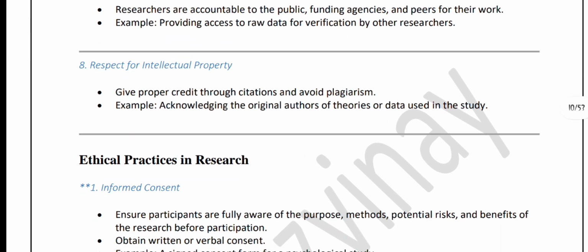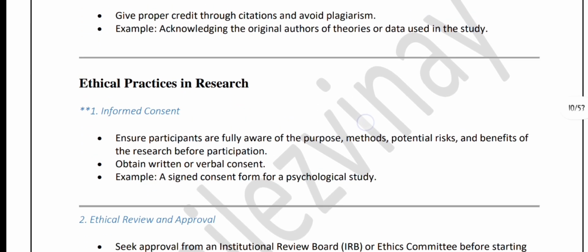So respect for intellectual property means giving proper credit for citations and avoiding plagiarism. For example, acknowledging original authors of ideas or data used in a study. So you have to give respect for original ideas and authorship.